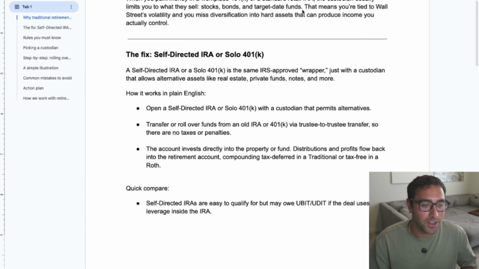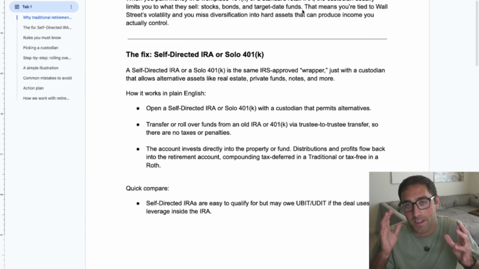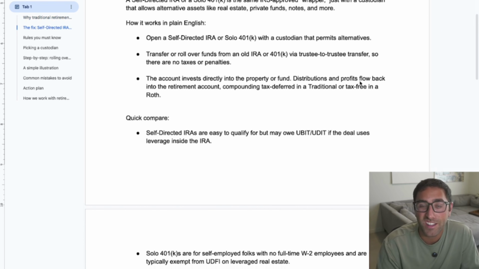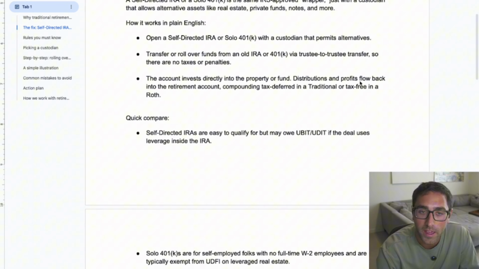So it's kind of like a great way for them to sell you nothing else besides what they have to sell you. So you're tied to Wall Street's volatility, and you miss diversification into hard assets that can produce income that you actually control. And that's why typical retirement accounts fall short, and why you need to move those to a self-directed IRA or a solo 401k. So let's get into it.